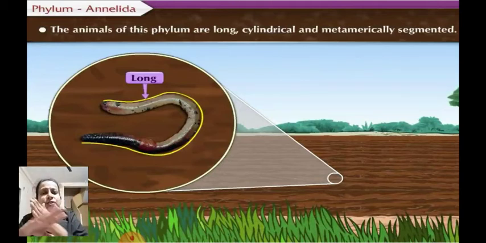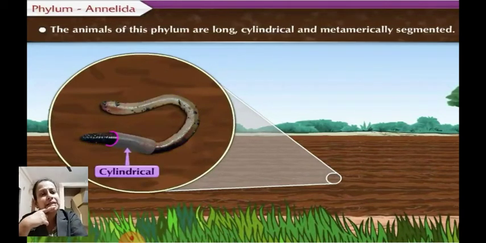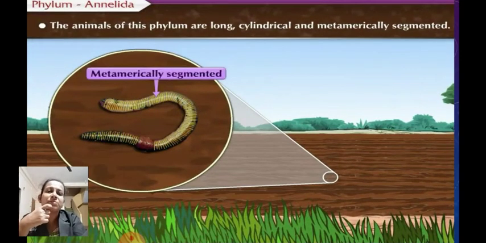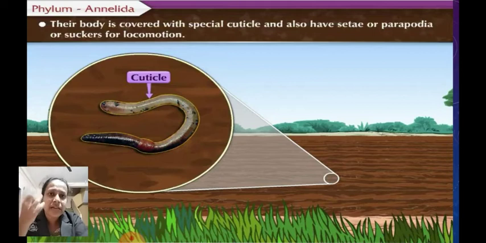Metamerically segmented means uniform units or segments are present on the entire body. Therefore, they are called metamerically segmented. You can see cylindrical as well as metamerically segmented. You can see the segments on the body of the earthworm. Then their body is also shiny, and this shine is because of a special covering called the cuticle.